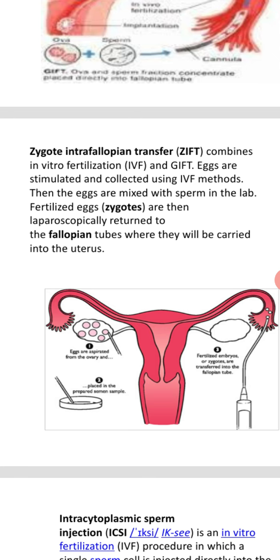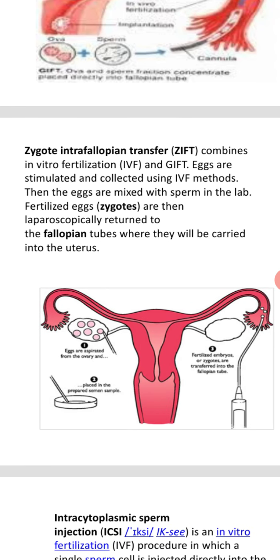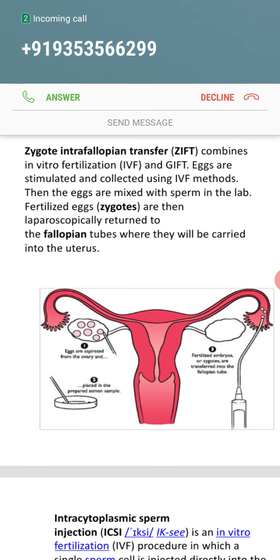Next, coming to another type of ART is zygote intrafallopian transfer, otherwise called ZIFT, where it combines in vitro fertilization, IVF, and GIFT, gamete intrafallopian transfer. The eggs are stimulated and collected using the IVF methods, and the eggs are mixed with the sperm in the laboratory to fertilize the egg. This results in the formation of the zygote, and then they are laparoscopically returned to the fallopian tube, where they will be carried into the uterus.